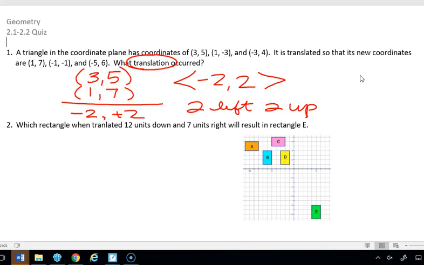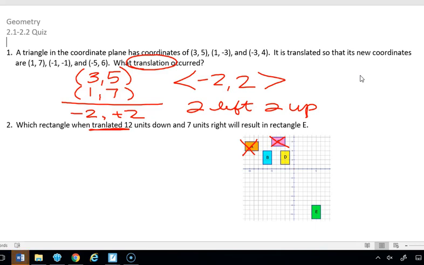Number 2 says, which triangle, when translated 12 units down and 7 units right, will result in rectangle E? Here again, we got that word translated. Important because I know that it wasn't rotated. That means I can eliminate A and C because it wasn't rotated. So then we're just looking at B and D, and we're trying to figure out which one of them was translated 12 units down and 7 units right.